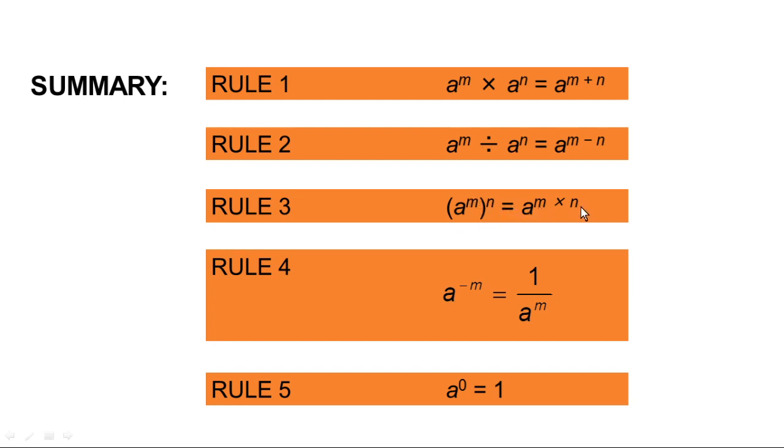Rule number 4, if I am given a negative index or negative exponent, I will just bring it down and make the index or exponent positive. And rule number 5, if a number is raised to 0, then it is always equivalent to 1.